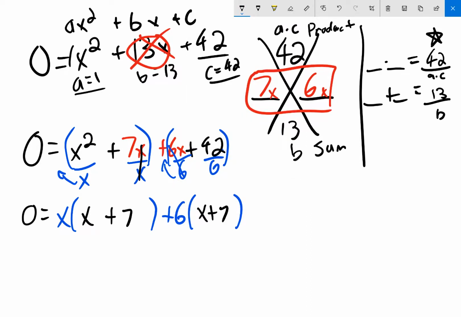All right, so to finish our factoring, you should have the same binomial from each group. So I got an x plus 7 from the first factoring, and I got an x plus 7 in the second bit of factoring as well. And that should always happen. They should always be the same.